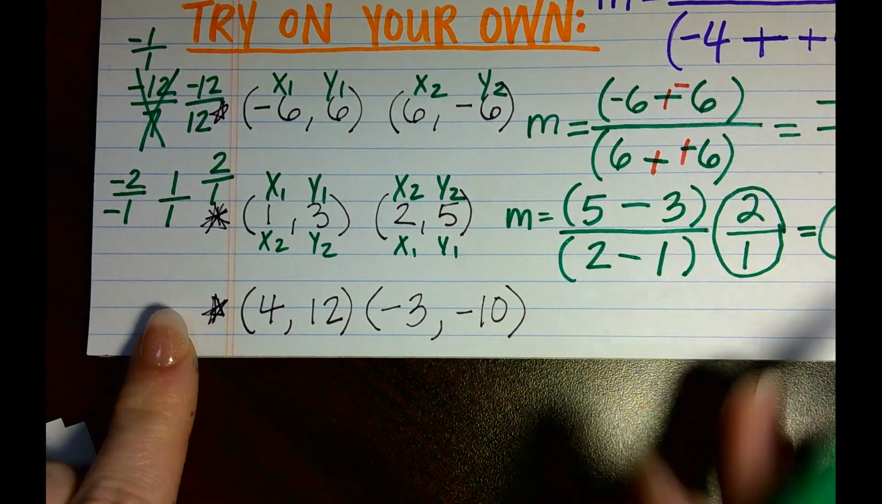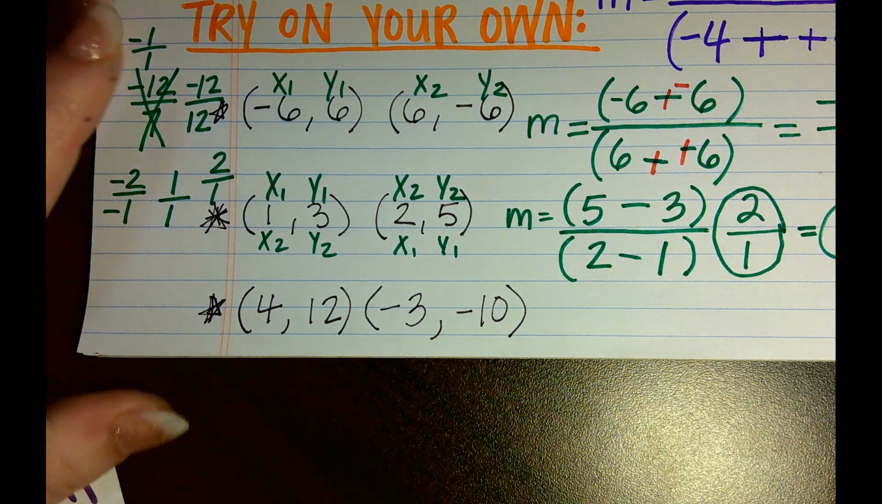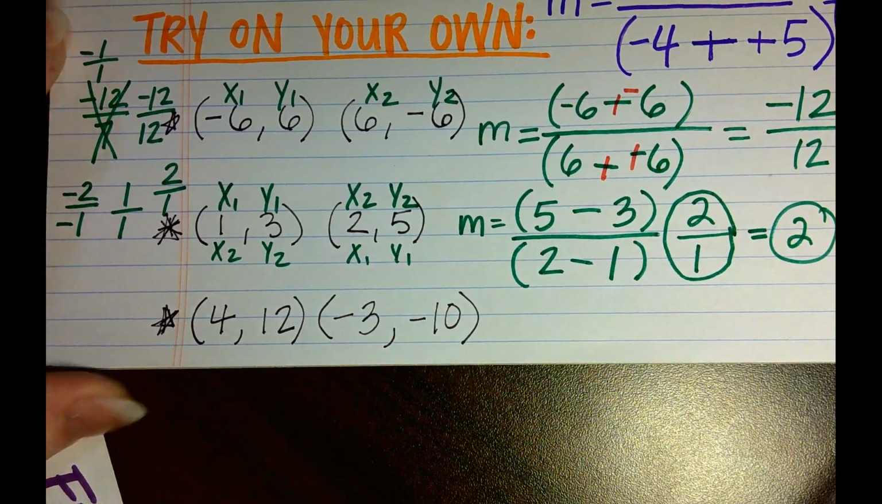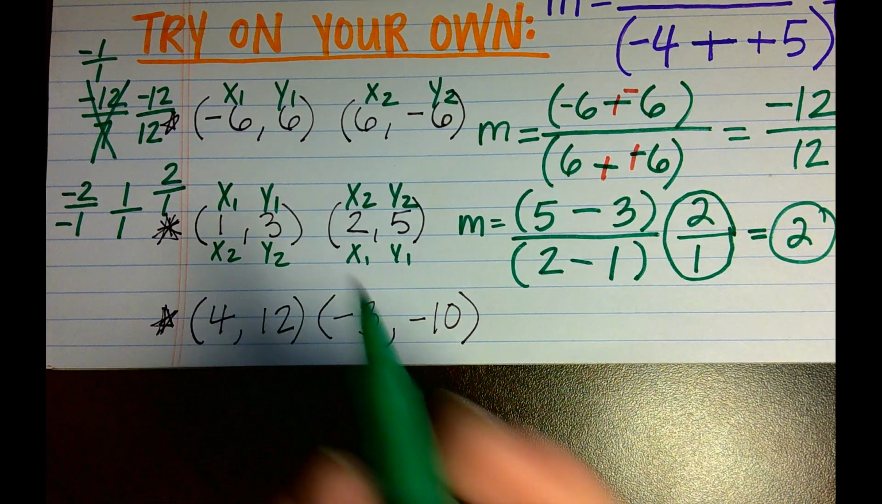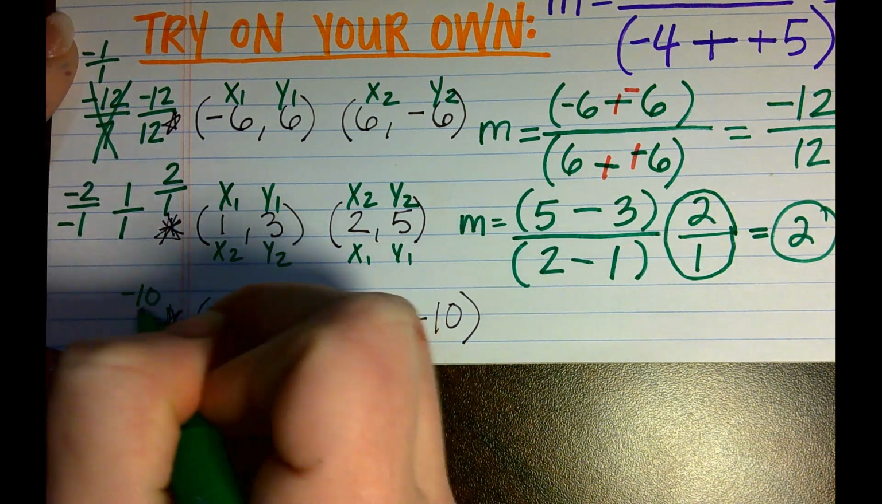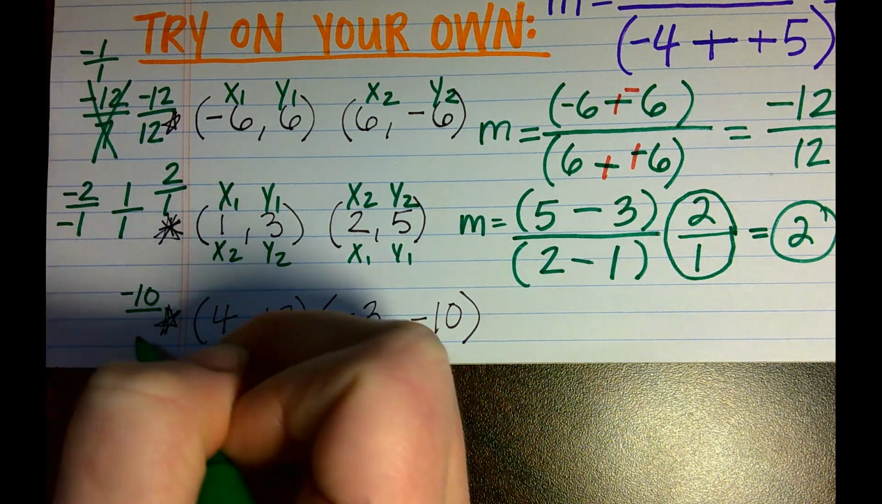Okay, last one. Let's see. What are the slopes we got? Give me some answers. -10 over 12. -10 over, is it positive or -12?